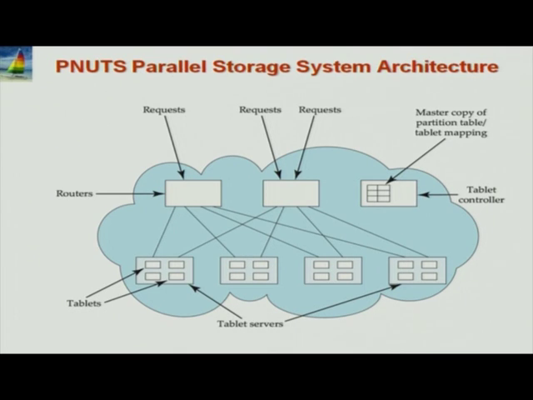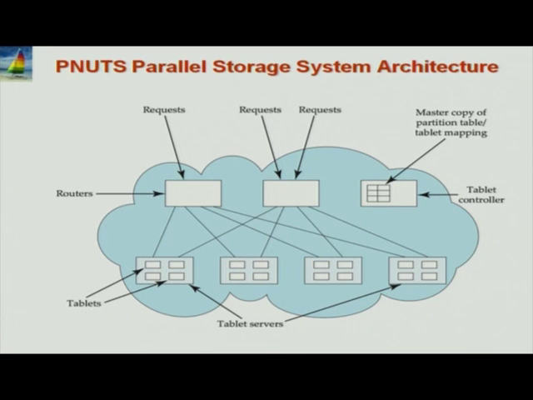This is a schematic which comes from the PNUTS system from Yahoo. So what you have are what are called tablets. Why tablets? This has nothing to do with medicines. It's a piece of a table. Like a piece of a cigar is a cigarette, a piece of a table is a tablet. So you break up tables horizontally into a lot of pieces and store them across many nodes. Now note that these boxes here are machines. Each machine contains many tablets. It's not one tablet per machine. It's potentially hundreds of tablets per machine.